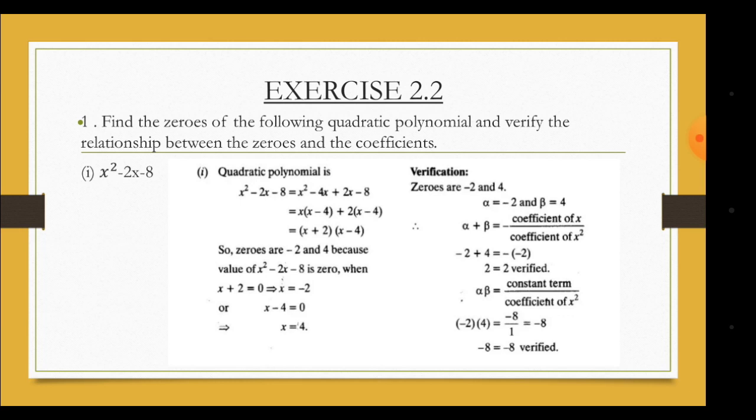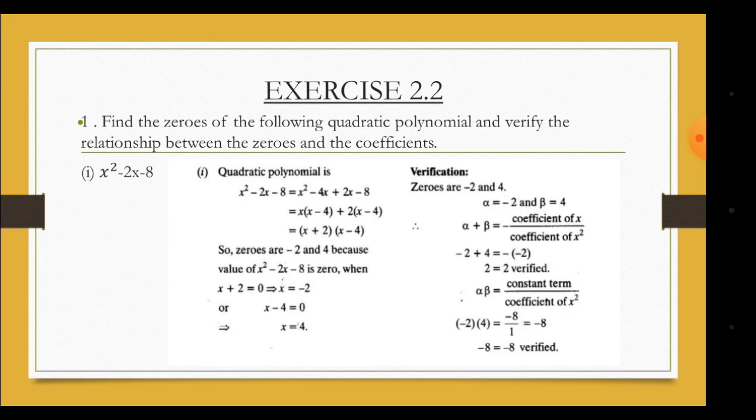For finding zeros we have to factorize this polynomial by using middle term splitting method or by using identity method. Here we get factors x plus 2, x minus 4. So from the first factor x plus 2 you will get x equal to minus 2. From the second factor x minus 4 you will get x equal to 4. So we got here two zeros, minus 2 and 4. These are the zeros of polynomial.